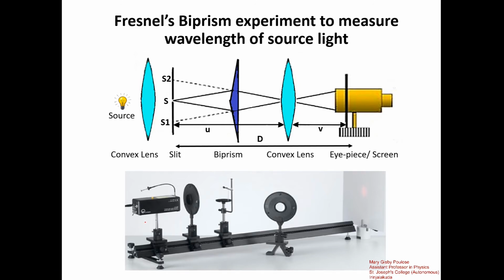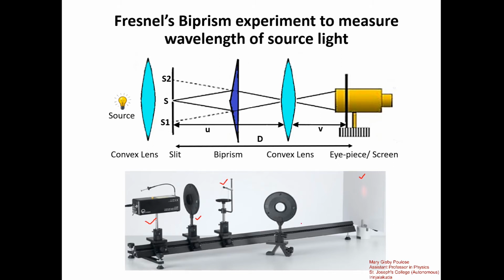This is the monochromatic source light, a laser source. Here, a laser is highly directional and highly monochromatic, so we need not use a slit to make the source narrow. This beam is focused using a lens upon the biprism. This is the lens, and this holder holds the biprism. The interference pattern can be viewed faintly on this screen.